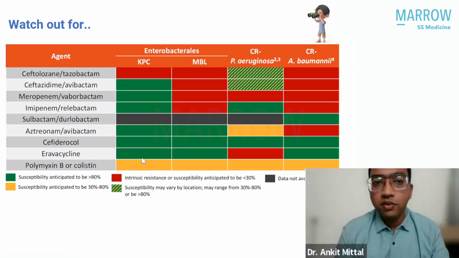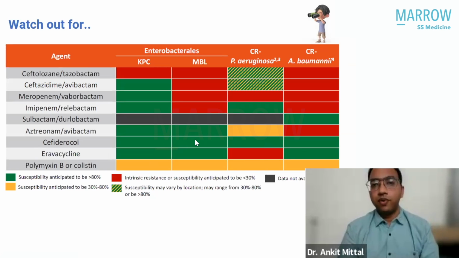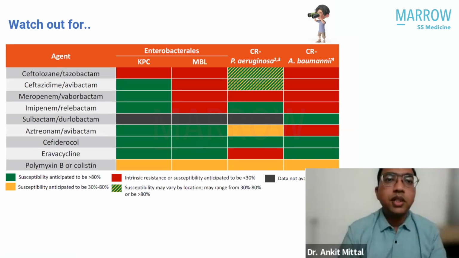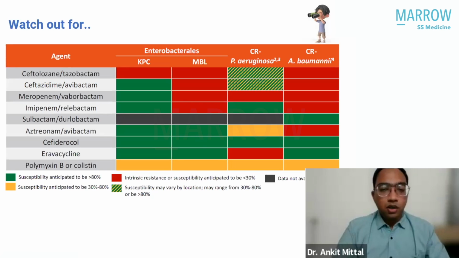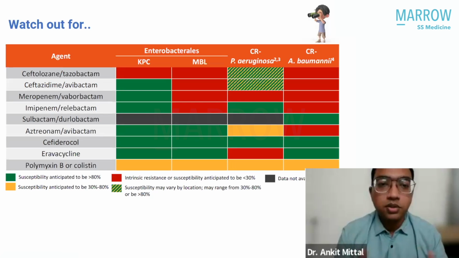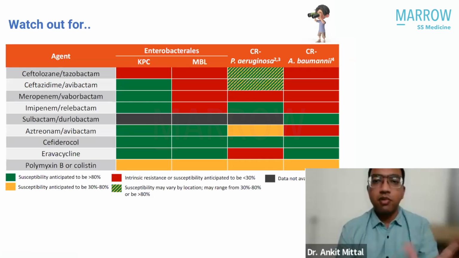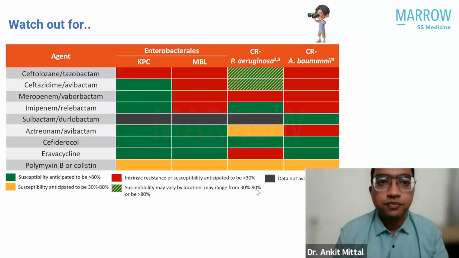And again, cefiderocol, if it becomes available in India, will probably be a good option for a lot of infections. But again, not going into details, the cefiderocol data is not 100%. It does not 100% denote success. There are some shortcomings with the data on cefiderocol, but in general, it is considered to be active against most of the resistance mechanisms in organisms of our interest. Okay, so this is something just try to remember. Just follow the color codings also when you're reading this graph.